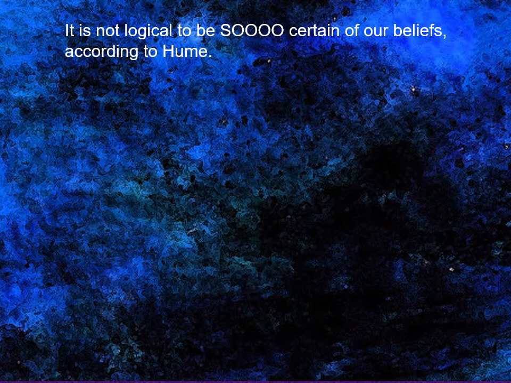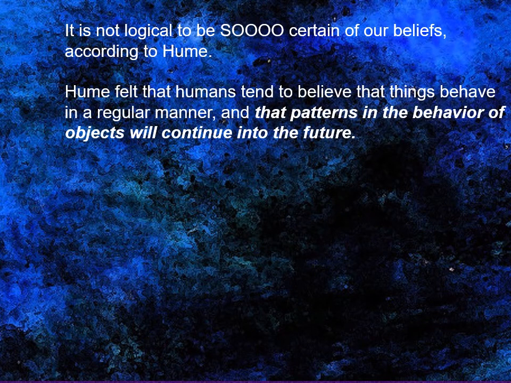It is not logical to be so certain of our beliefs according to Hume. And if you think about people in the world, Americans, people you know, your friends, your family, we are so certain that what we know to be true is in fact truth, when in actuality it's a reality we've created made of our opinions. Hume felt that humans tend to believe that things behave in a regular manner, and that these patterns will continue into the future. We like to think that things are going to happen in this manner that is common to us, it's normal to us, it's regular to us.